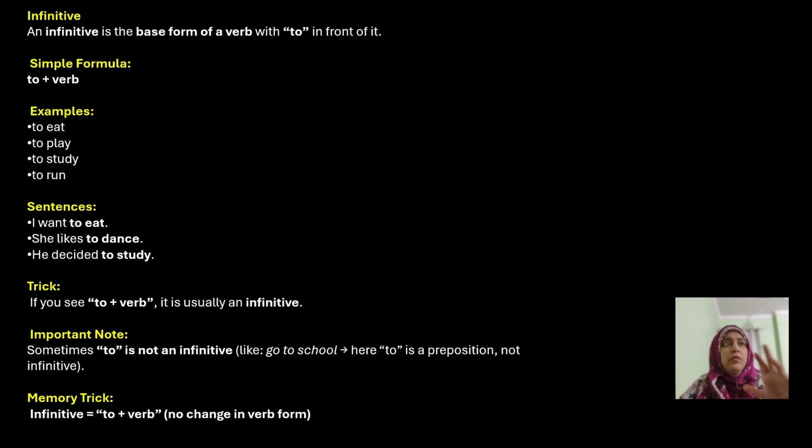Infinitive and participle. Okay, and I already told you about gerunds. So let's start with part 2, and it is all about infinitives. So what are infinitives? An infinitive is a base form of a verb with to in front of it.